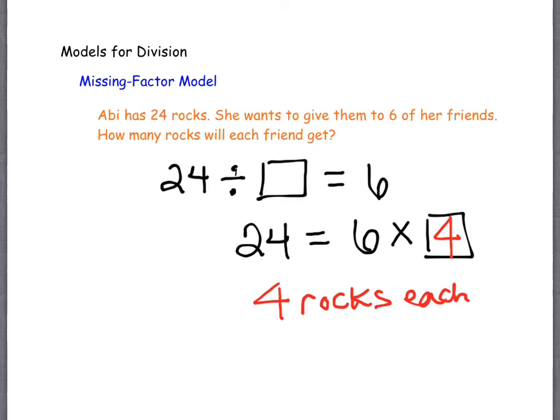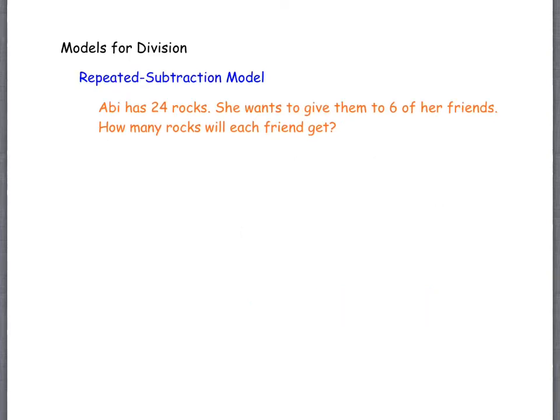Okay, and there's one more model. The other model is repeated subtraction, and you see we've got the same question again, but we're going to look at it from a different perspective. So this one says Abby has 24 rocks, and she wants to give them to 6 of her friends. How many rocks will each friend get?